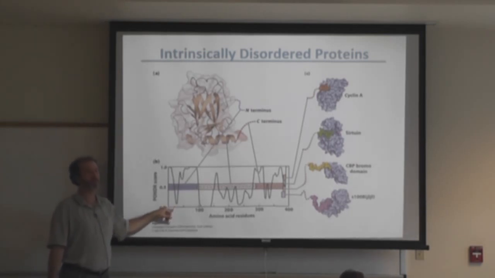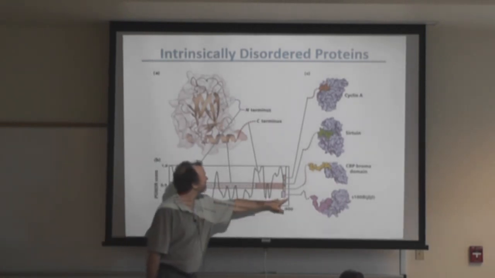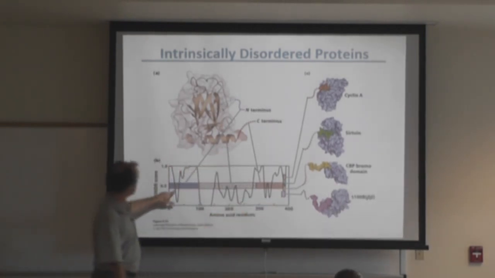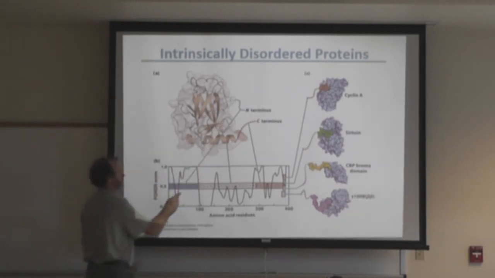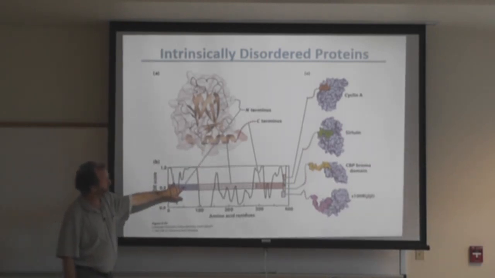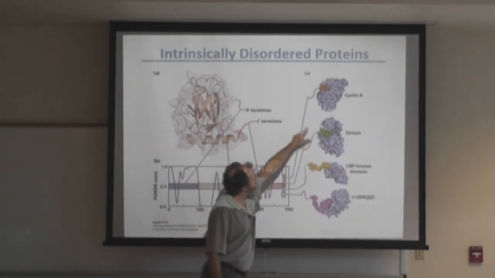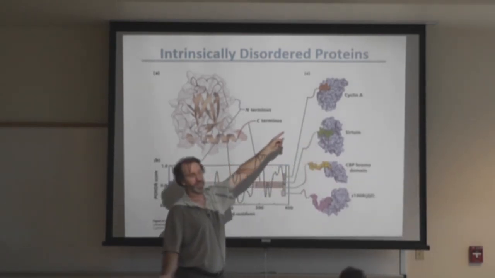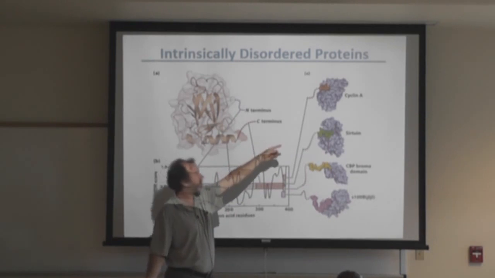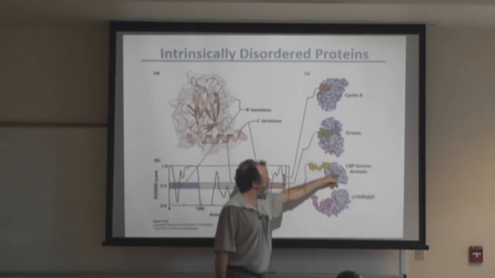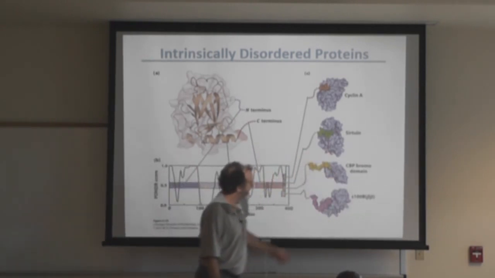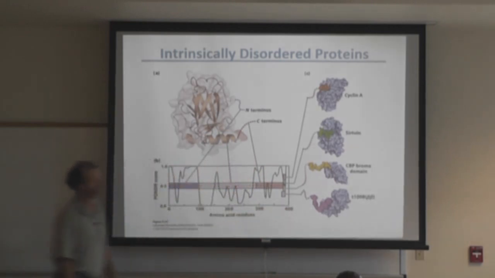The N terminus. So 0 is always the N terminus to the C terminus. So here we have the N terminus, and it's actually highlighted here. That's fairly unfolded, but then I think it's the C terminus that is involved in all these binding domains. Cyclin A, a protein that regulates the cell cycle, Sirtuin, CBP, bromodomain, and then the S100 beta.